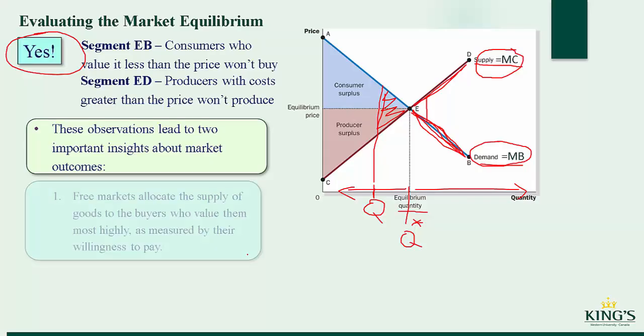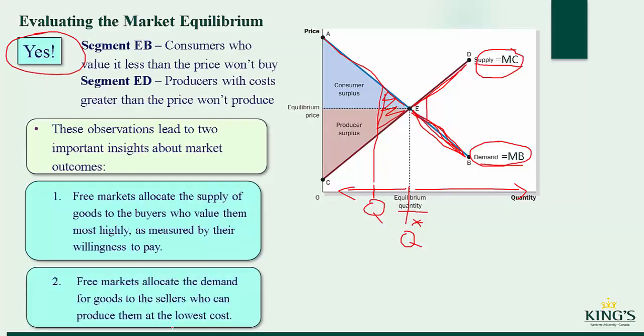So there are two important insights. First, in theory, free markets will allocate the supply of goods to the buyers who value them most highly, as measured by their willingness to pay. So the goods will first be sold to those who value them the highest.